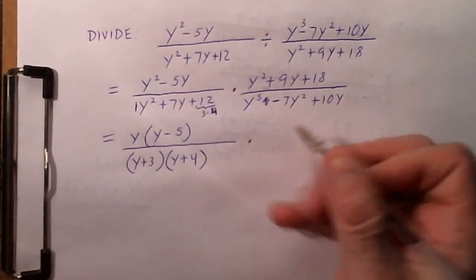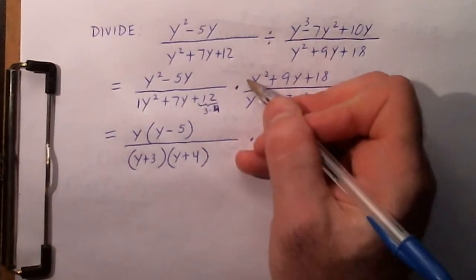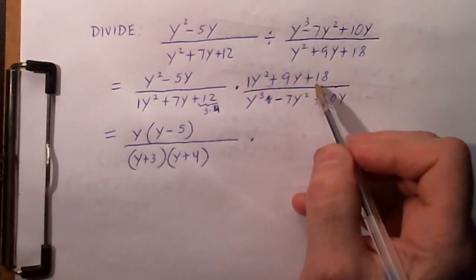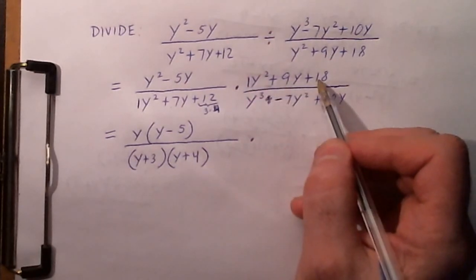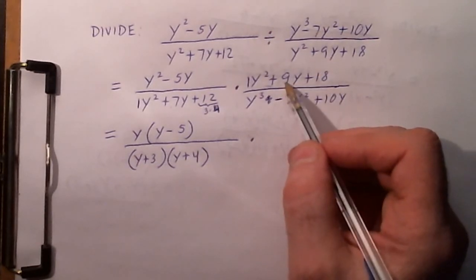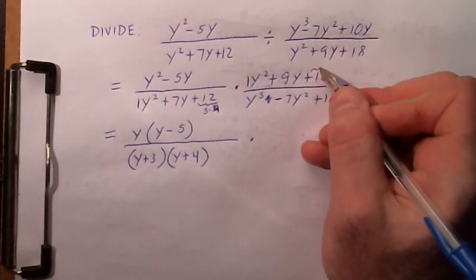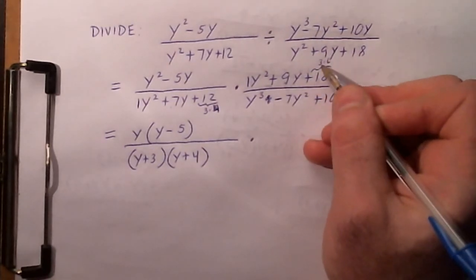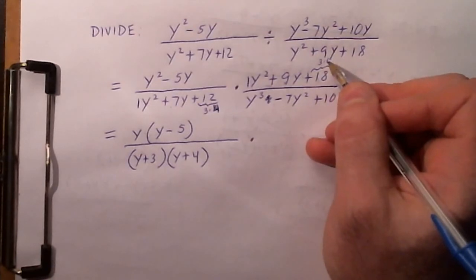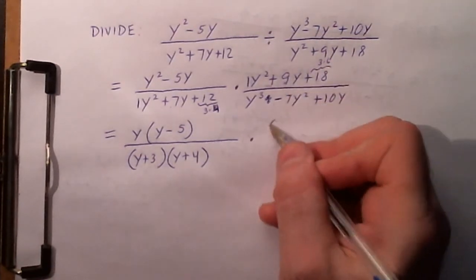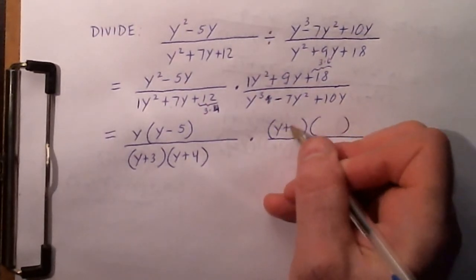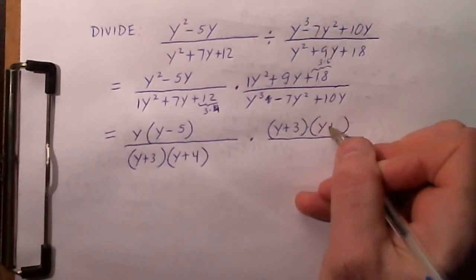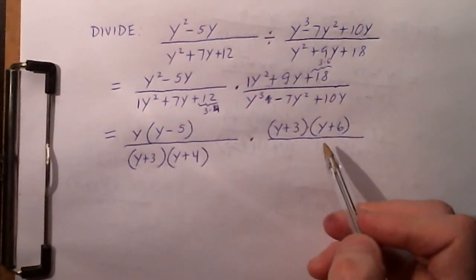That's completely factored. Now we shift our attention to the numerator of the second rational expression. Notice again, it's an easy type of trinomial, one with a leading coefficient of 1. We need two factors of 18 that add up to the middle coefficient of positive 9. The only factors of positive 18 that will work are going to be 3 and 6. 3 times 6 is 18, and 3 plus 6 add up to 9. So this numerator trinomial factors immediately into the two binomials of y plus 3 multiplied by y plus 6. That trinomial has been completely factored.